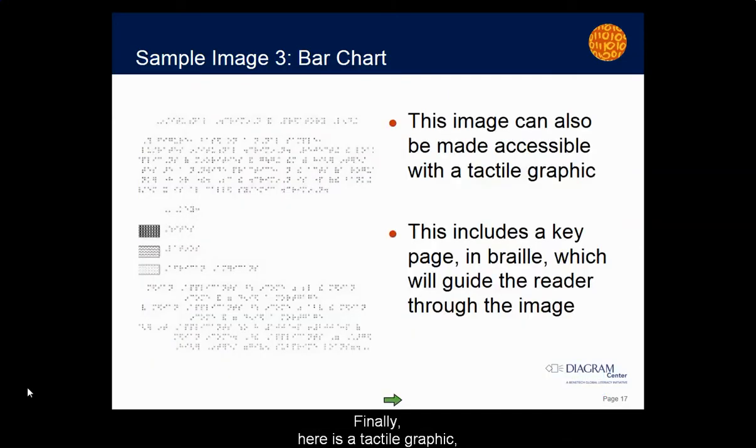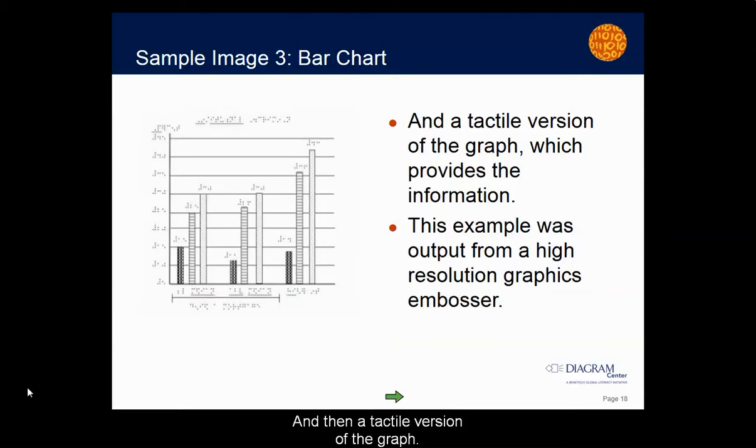Finally, here's a tactile graphic which can be created to make the image accessible. The tactile graphic will include what you see here, which is a key page in Braille to guide the reader through the image, and then a tactile version of the graph. And this one was output from a high-resolution graphics embosser with the actual data. And this is where the student will be able to feel the spatial relationships between the bars.